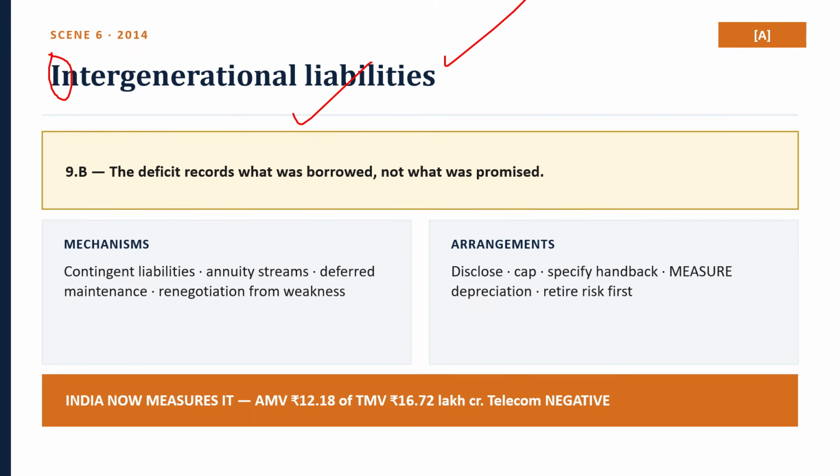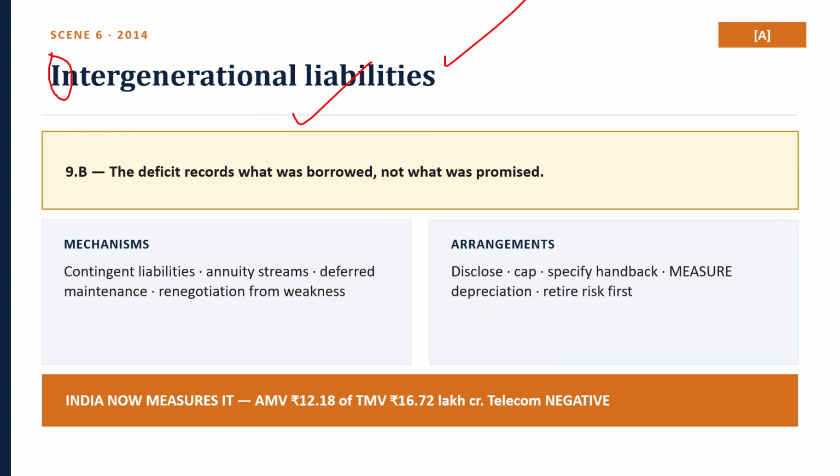So the first part is four mechanisms that transfer liability forward. You have to name all four. They are separable and each is a mark.